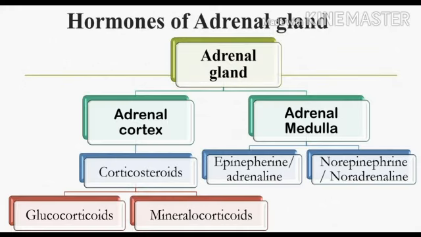Here we can see the adrenal gland and its hormones. The adrenal gland is composed of two parts, the outer cortex and the inner medulla. The cortex region secretes hormones called corticosteroids. These corticosteroids are classified into glucocorticoids and mineralocorticoids. The glucocorticoids secrete hormones like cortisol and corticosterone. These are from the adrenal cortex, and the adrenal medulla secretes hormones like epinephrine and norepinephrine.